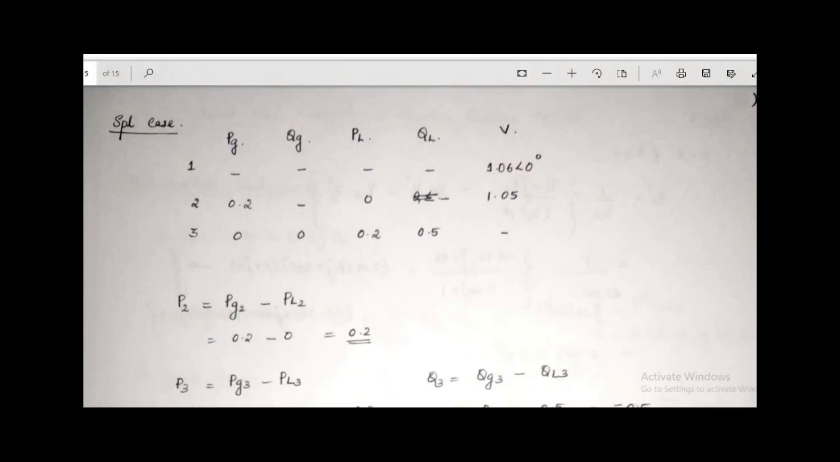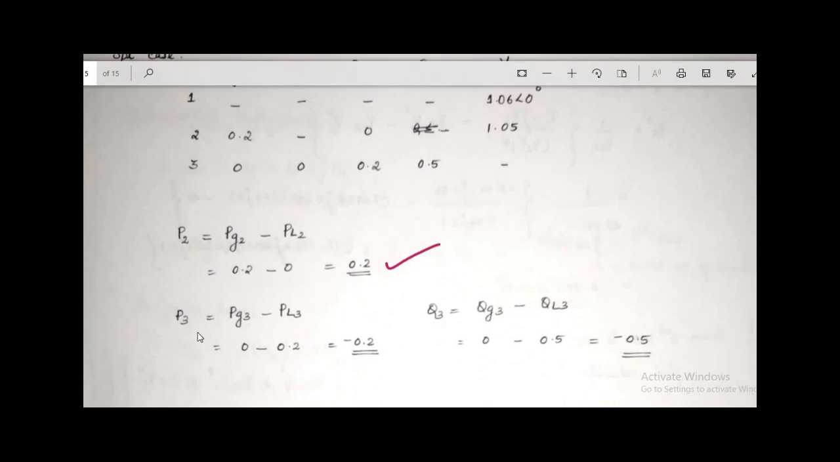Now we are moving on to yet another special case. In some cases, P and Q will not be directly given. Instead, it would be given like this: generator power, generator reactive power, load active power, load reactive power. Consider the second bus: active power of generation and active power of the load are given. So what is the active power of that bus? Generated power minus load power. Generator power is given as 0.2, load power is given as 0. So 0.2 minus 0 is 0.2. This is the active power of the second bus.